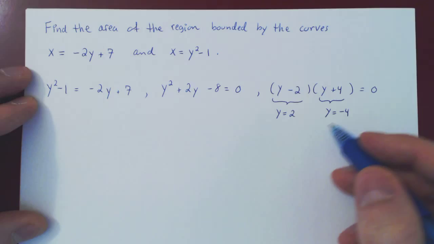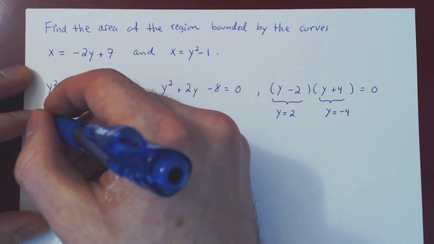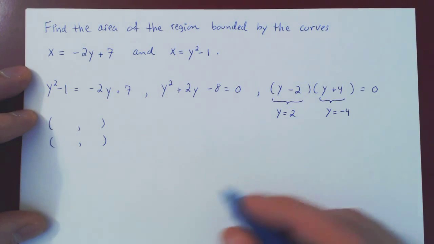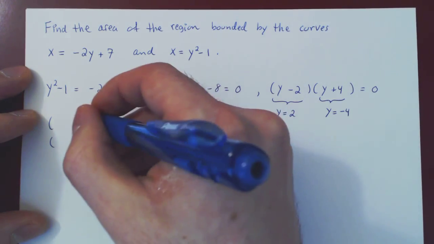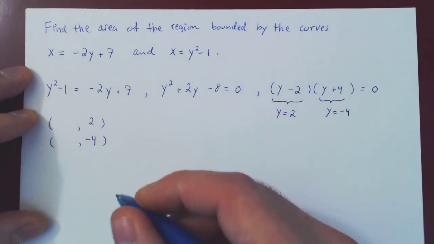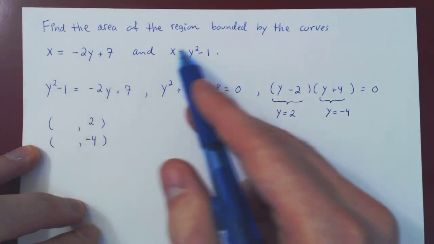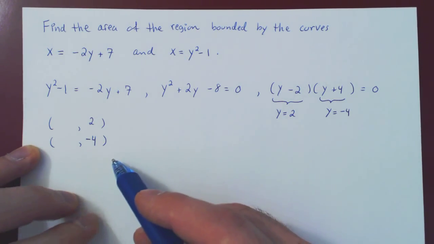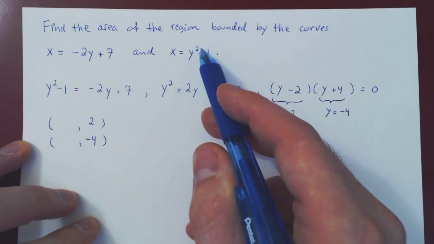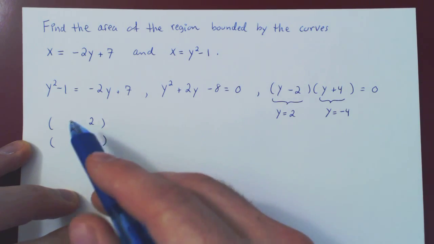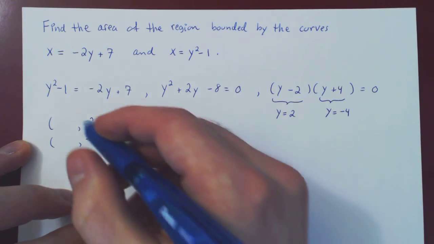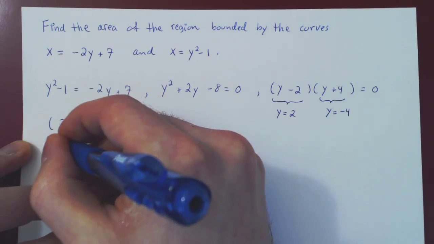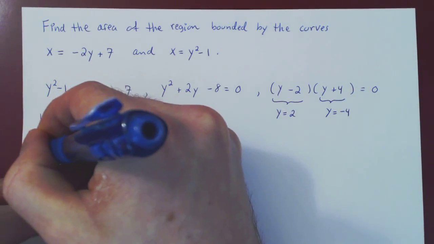But we want the full coordinates of our points of intersection, so let's see what we have. The x and the y coordinate. So y equals 2, y equals negative 4. What is x? Well, let's go back to the curves, and you can take either curve as these 2 points are on both curves. So let's take this one. We square y and we subtract 1 to get x. 2 squared is 4 minus 1 is 3. Square negative 4, you get 16 minus 1, you get 15. And now we have our 2 points of intersection.